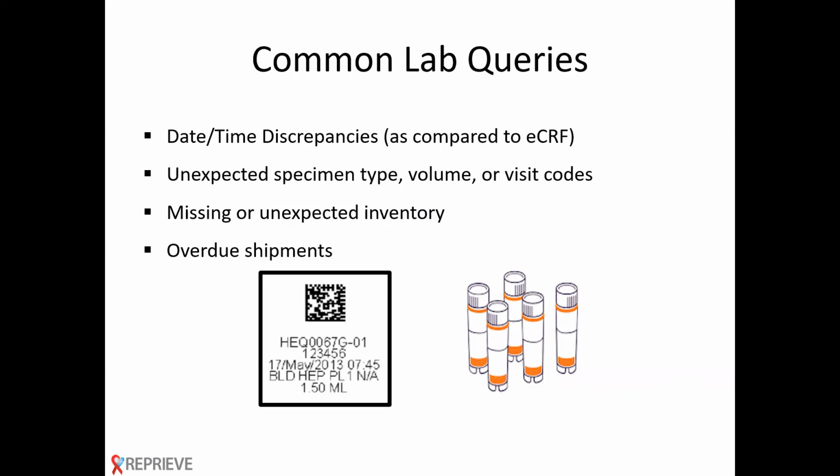The second item here is unexpected specimen types, volumes, or visit codes. So the lab processing chart is very important because it does describe very thoroughly all the different types of specimens, the volumes that should be stored, and the visit codes that should be used when logging into LDMS. Also, as you're logging in specimens into LDMS, if you're using those templates in LDMS for specimen management, they will assist you with ensuring that you are following the lab processing chart and the study expectations for the different specimen type, volumes, and visit codes.